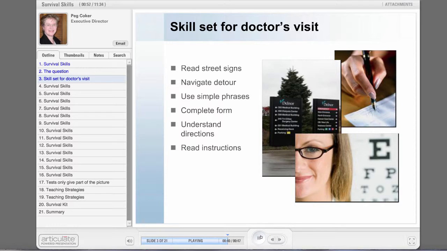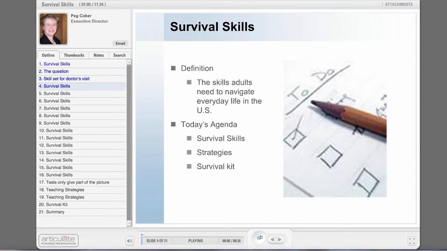It'll be the same with your student. Your student may have a goal in mind, but while you're trying to reach the goal, you'll have to weave some basics into your lessons. We often refer to these basics as survival skills because they're the skills that adults need in order to survive everyday life in the U.S. They form a foundation from which your student can grow.